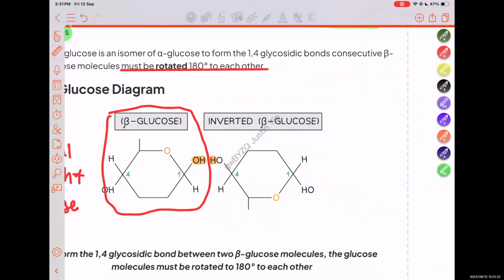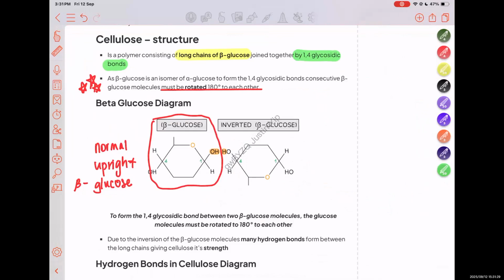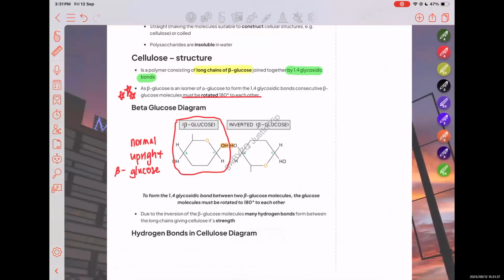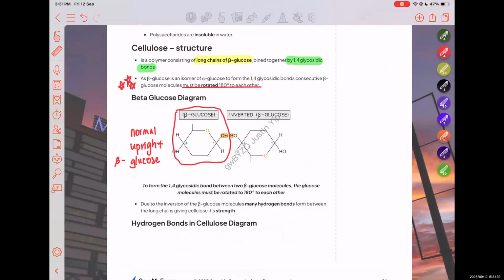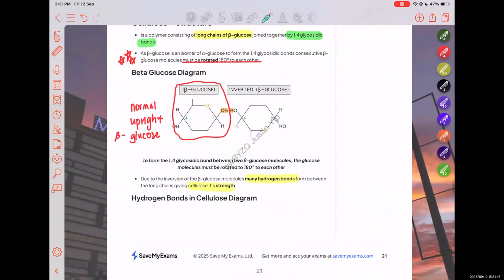So beta glucose is special here. This one is our part here. And after that, to form the glycosidic bond, you need a lot of hydrogen bonds to give their strength. That's why cellulose, they will make up the cell wall of plant. Do you know this one? Got impression, right?